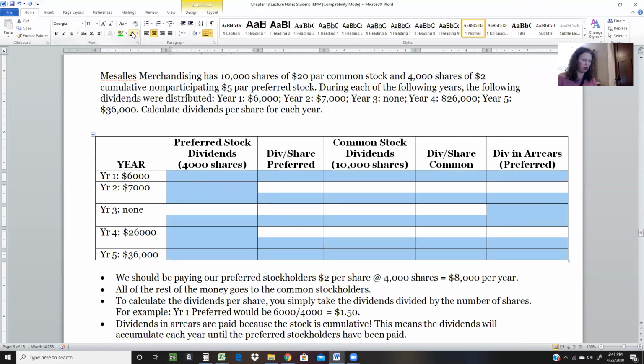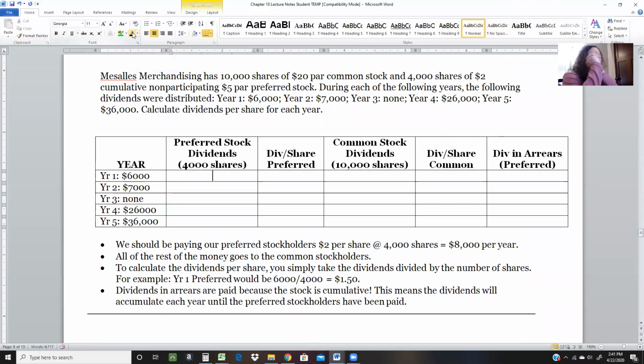So what I'm going to do is I'm going to go ahead and figure out how I'm going to give out my dividends. So I went ahead and created this table. You can do this any way you want. You don't have to make a table, but I need to give out $6,000 in the first year, and I have to figure out who I'm going to give it to. So the first thing I would probably do is I would go ahead and calculate how much I should be giving my preferred stockholders. Preferred stockholders get $2 per share times 4,000 shares.